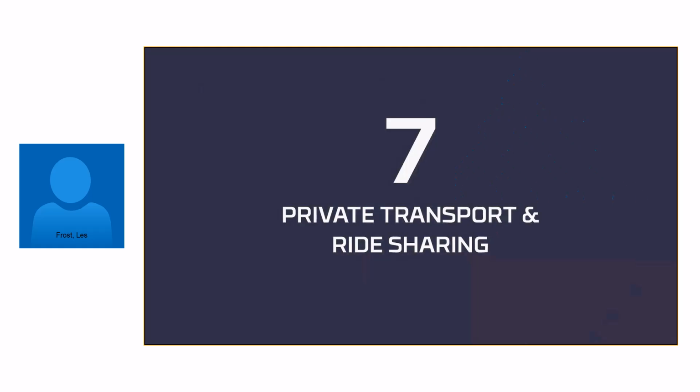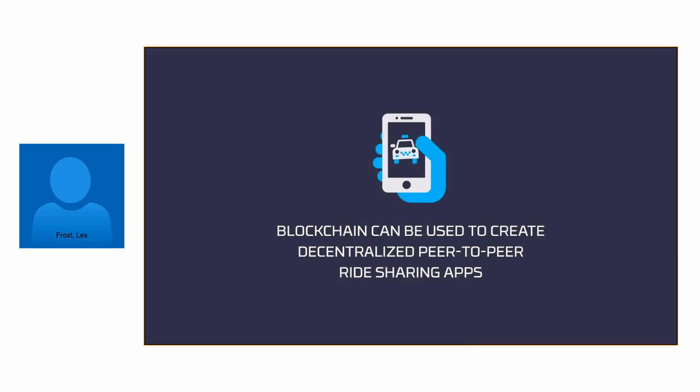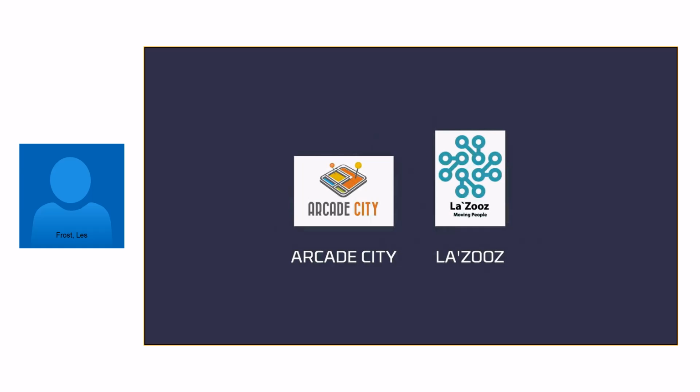Number 7, private transport and ride sharing. The blockchain can be used to create decentralized versions of peer-to-peer ride-sharing apps, allowing both car owners and users to arrange terms and conditions in a secure way without third-party providers. Startups working in this area include Arcade City and Lazus.